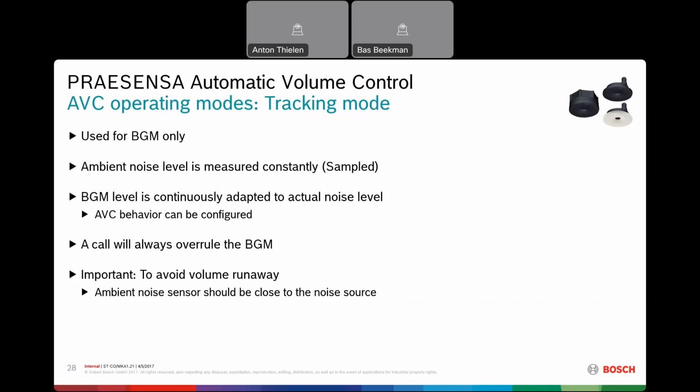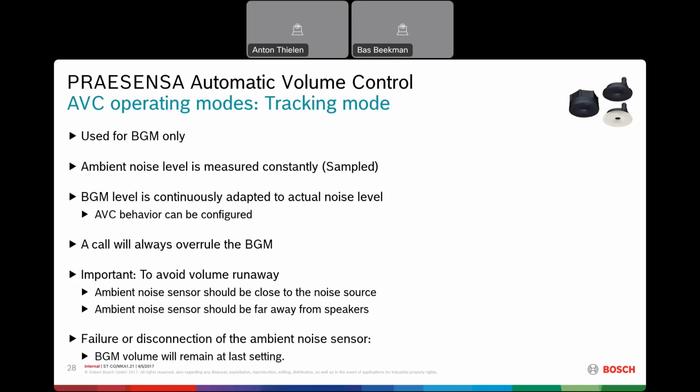So your ambient noise sensor should be close to the noise source in that case. And a noise source in that case is not a loudspeaker, but the real noise source which you have. Because else it will pick up the call or the music and will adapt it. So you must check this and set the right parameters and distance of the noise sensor. So it should be far away from the speakers. And in the diffuse sound field, it is even more important to position it at that location.